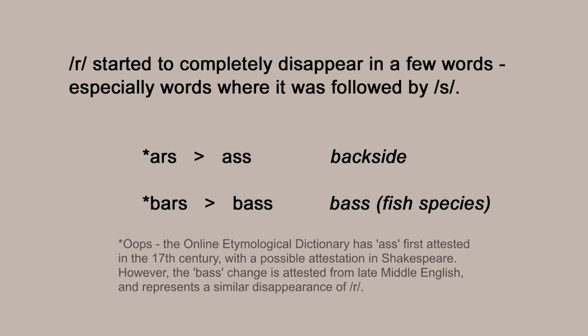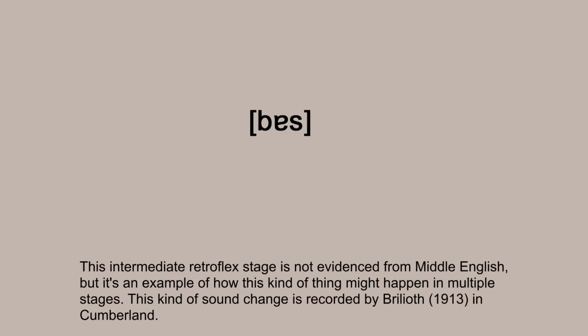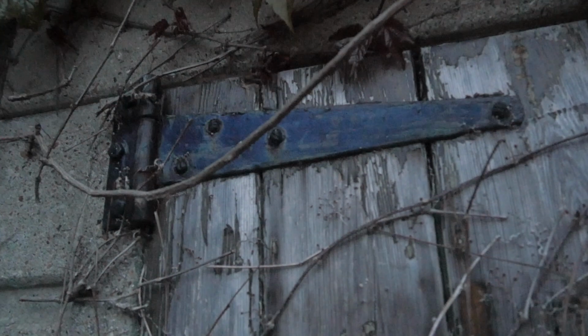This may have happened in one single jump, the r just disappearing, or it may have gone through an intermediate stage where, for example, the r sound was gone, but then the s sound was pronounced retroflex to compensate for it, and after a while the s stopped being retroflex and all trace of the r was gone. So, bars, bas, bas. The bas pronunciation of this word is now standard across major English dialects.